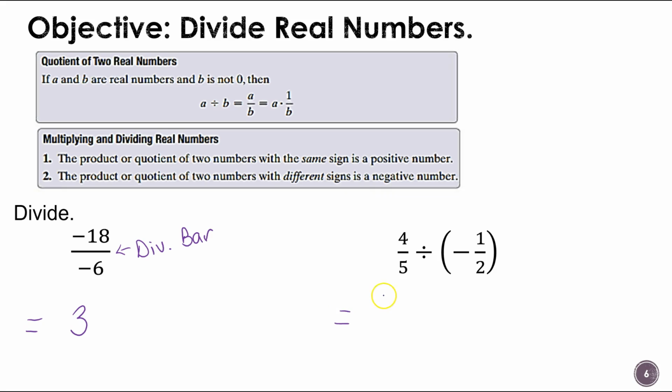Here's a place where I can use that reciprocal. I'm rewriting this as multiplication, and so that's going to be times negative 2 over 1. And then I can just multiply straight across. There is nothing to simplify, and this is negative 8/5.